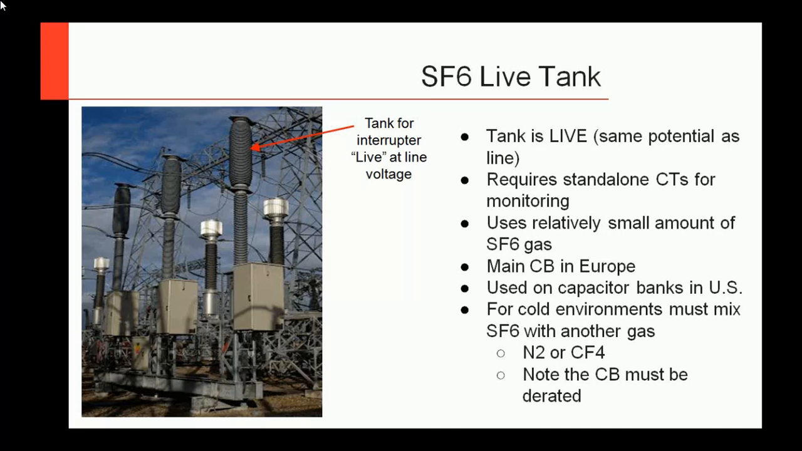One thing I'll mention is they tend to have a lower footprint, because you can see you have a nice small footprint here, but if you need to put CTs, you have to put standalone CTs, so that really takes up the rest of the footprint there and doesn't give you that much of an advantage. And as I mentioned with the dead tank circuit breakers, you can actually put a heater on the tank itself, whereas these you cannot, so you have to mix it with either a nitrogen or a CF4. And if you do that, the circuit breaker must be derated. And this is to actually keep the SF6 gas from condensing in cold environments.